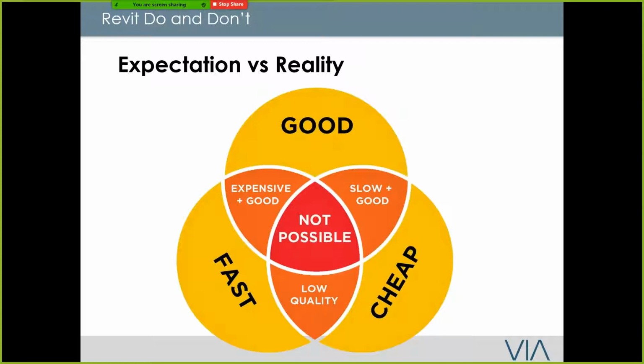I put this chart up because a lot of the time, a client and project manager expect fast and good and cheap, but overall it's not possible. Okay, you've probably seen this one. It means that if you have good and cheap, it's going to be slow. But if you want fast and cheap, it's going to be low quality. So a lot of the time, if you want it fast and cheap, your deliverable is going to be really, really bad.